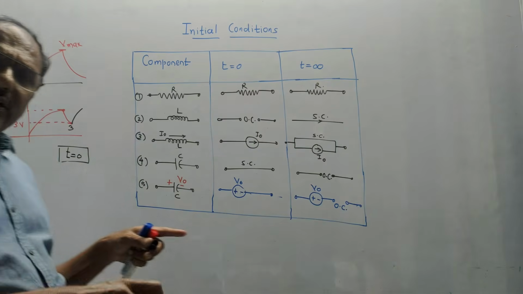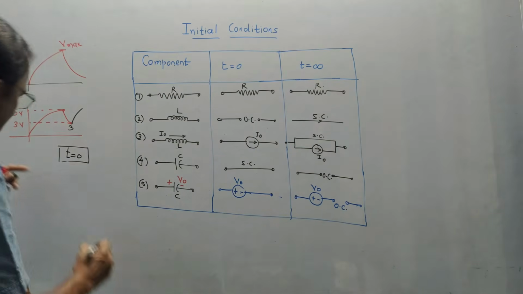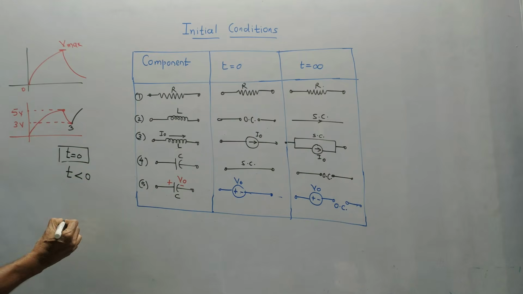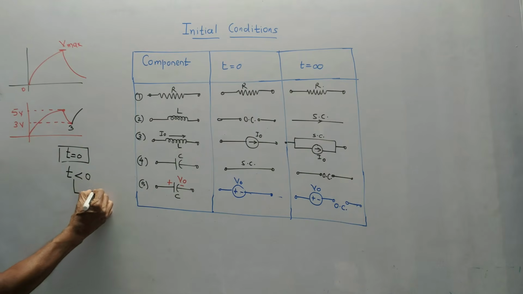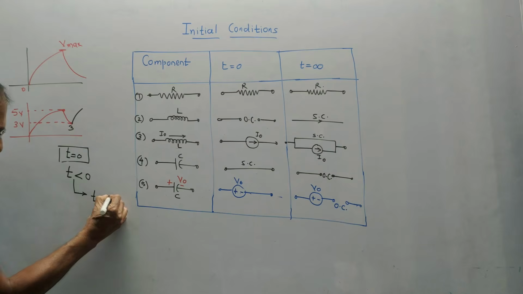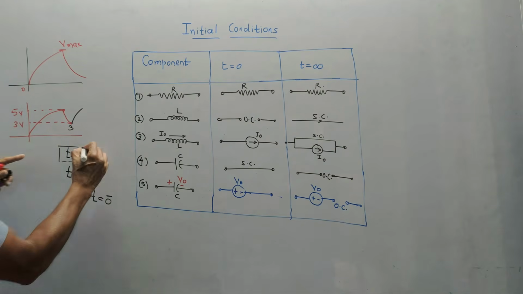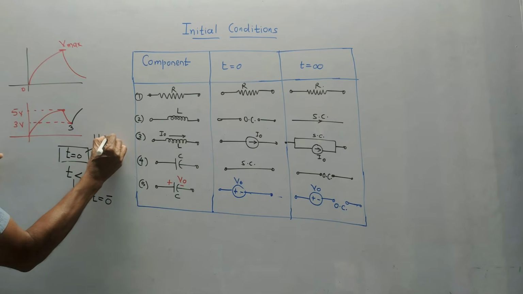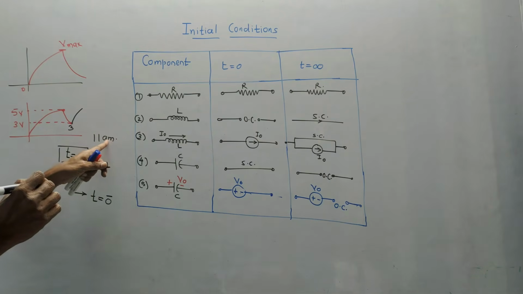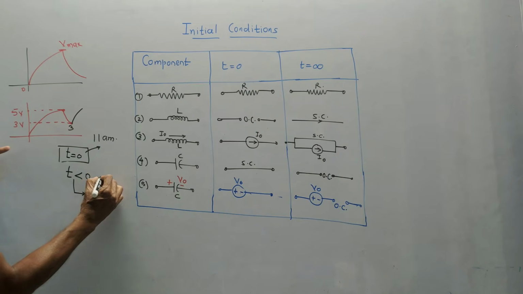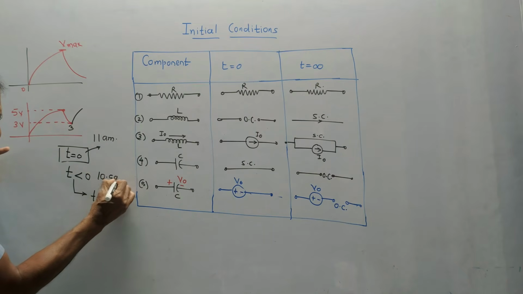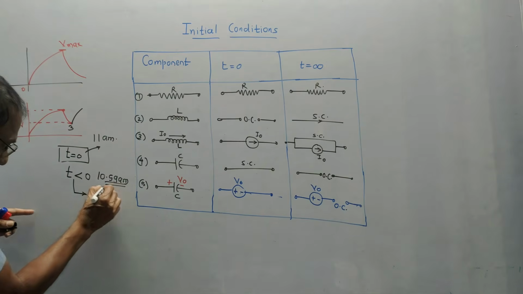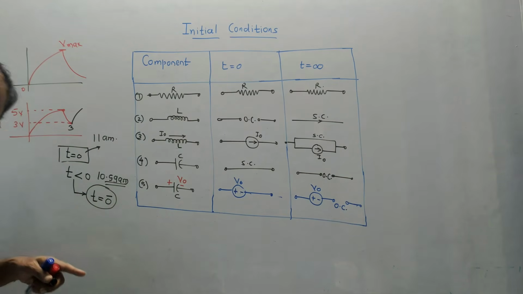Now, how to denote the time before closing of a switch? Before closing of a switch, the time is t less than 0. In this subject, it is denoted by t equals 0 minus. In another language, if you are performing some experiment at 11 a.m., then t equals 0 means 11 a.m. Just before this time, that means 10:59 a.m., whatever condition exists is denoted by t equals 0 minus.